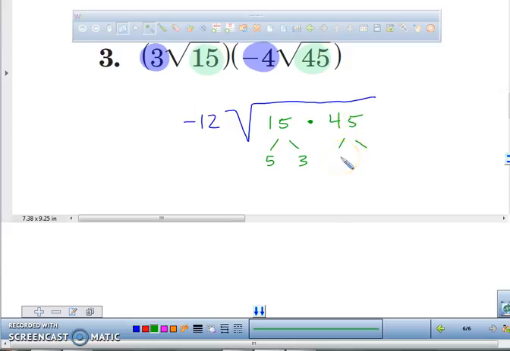What are some factors of 45? 5 and 9. Okay, 15 and 3, right? Either way, someone's going to put right here, we're going to put 5, I'm going to put a 9. Only one of these can be broken down anymore. The 9, what does that break down to? 3 and 3.